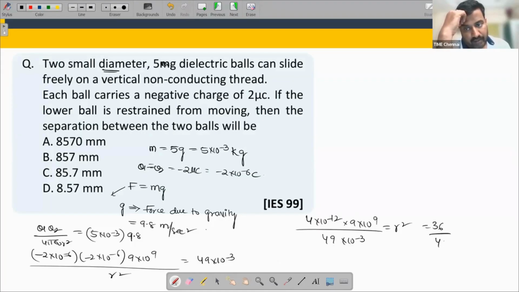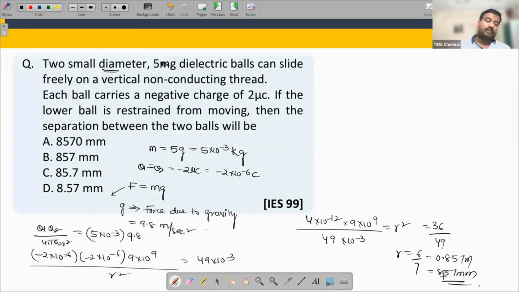r square is 36 by 49. r is 6 by 7, 0.857 meter. In millimeter, it is 857 mm. Clear?